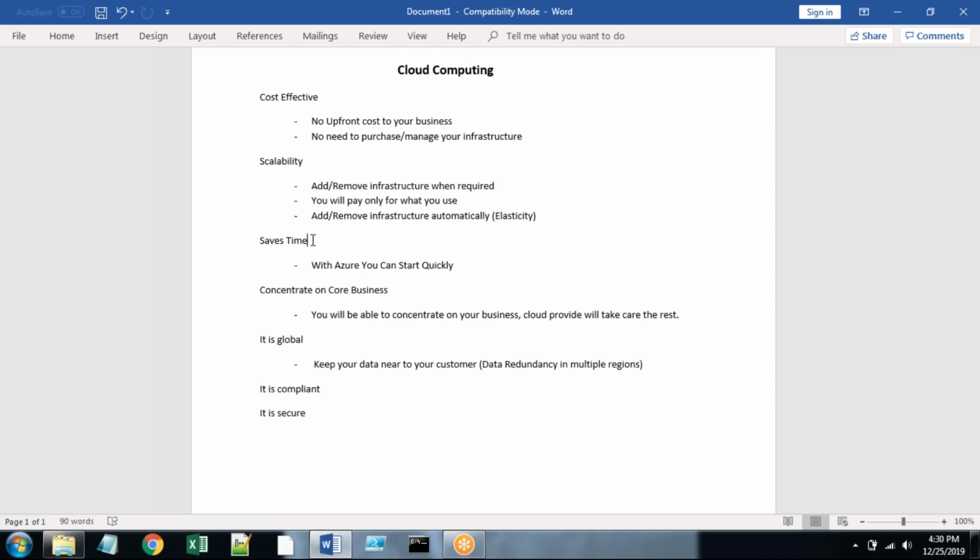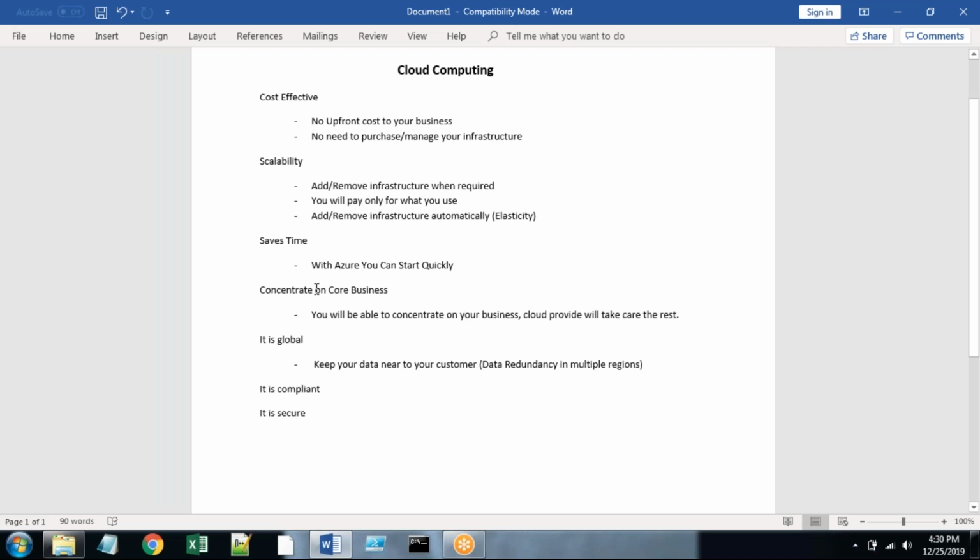But with the cloud, I think you can start in maximum 1 hour or 2 hours. It's just a few clicks, and you will be able to set up your website in a few hours, so that you can launch your website at the right time.